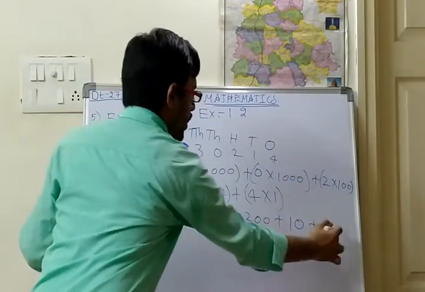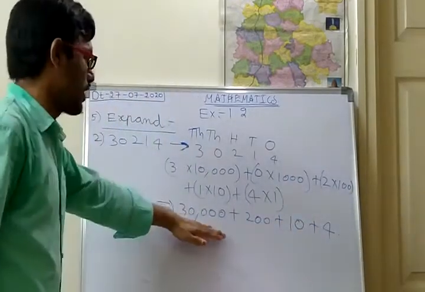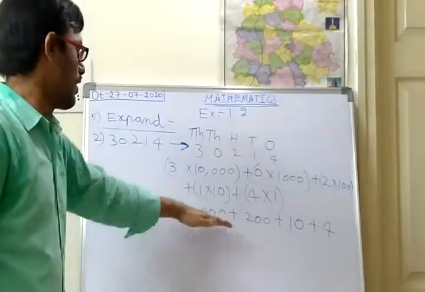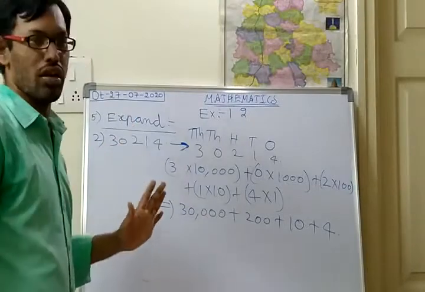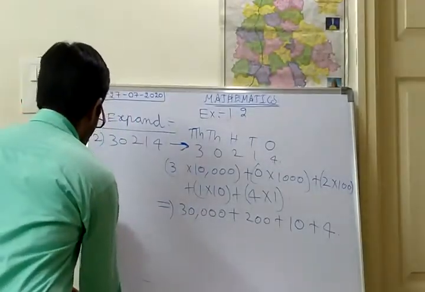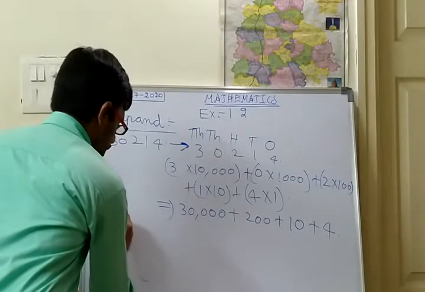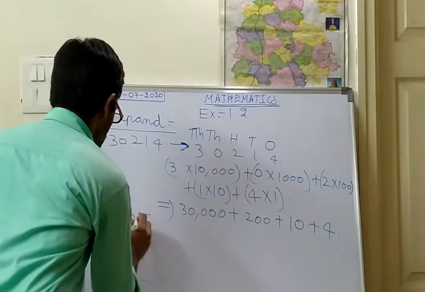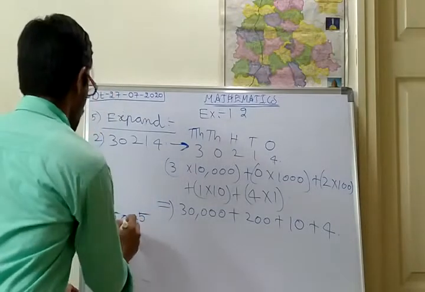Okay, like this: 30,000 plus 200 plus 10 plus 4. This is the expansion for this number. Okay, like this you have to do. Okay, next one more problem. We shall see the fourth one. Okay, 75,025. So for this number, we shall see how you should do the expansion.